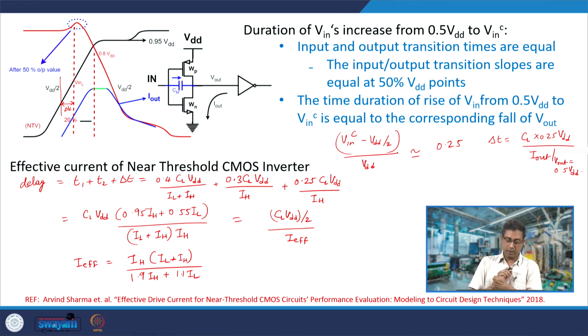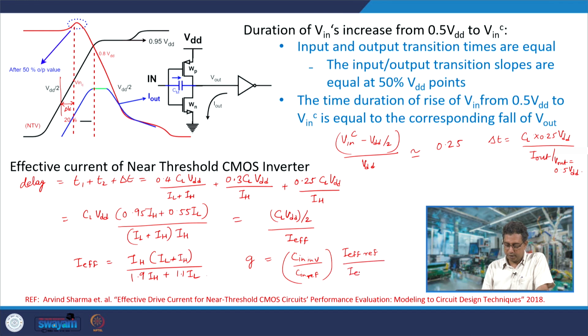Now, how is this useful? What is the value of logical effort? We can look at logical effort as being the ratio of capacitances and currents of the gate for which we are estimating logical effort to the reference inverter. So, we can write it down as our inverter's C in divided by the reference inverter's C in, into the reference inverter's I effective divided by our inverter's I effective. How could they both be different?